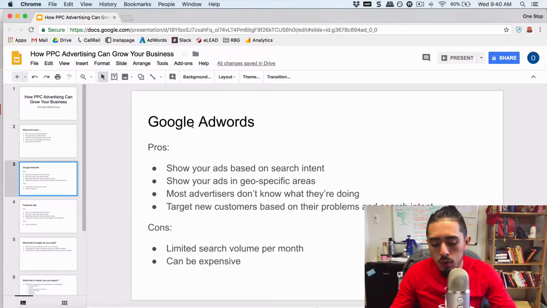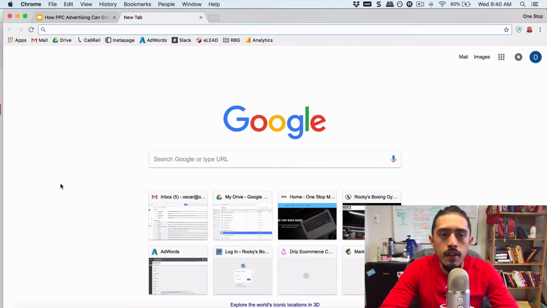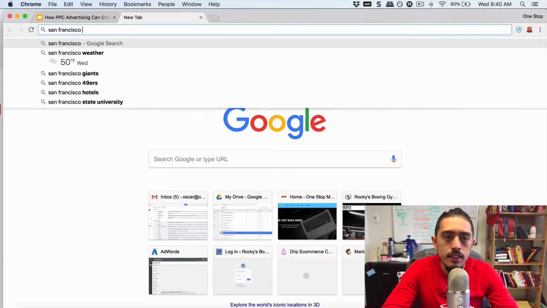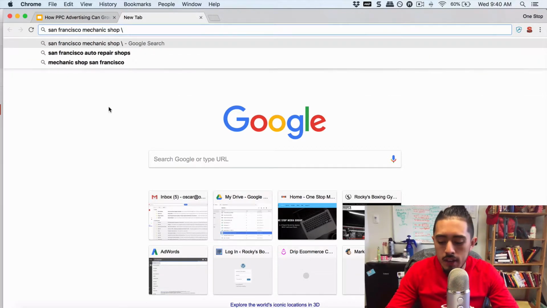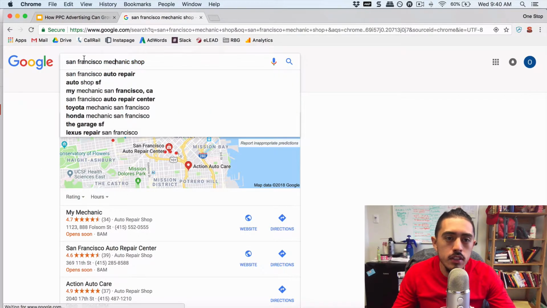So for starters, Google AdWords. Let's say you are in San Francisco, right? That's your city, and you're looking for, you know, whether you want to go out to eat, whether you have a problem at the house with your plumbing, whether you're looking for a mechanic shop around your house, you usually go into Google and type in San Francisco mechanic shop, right? And then you'll hit enter, and you're going to get back search results for that particular search phrase, San Francisco mechanic shops.